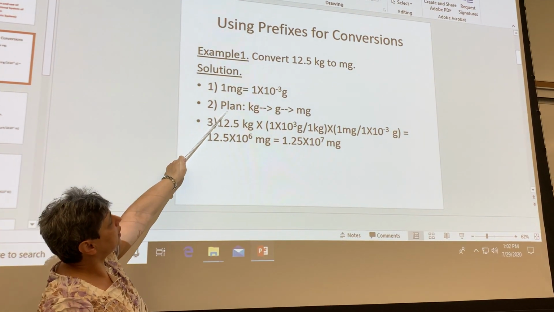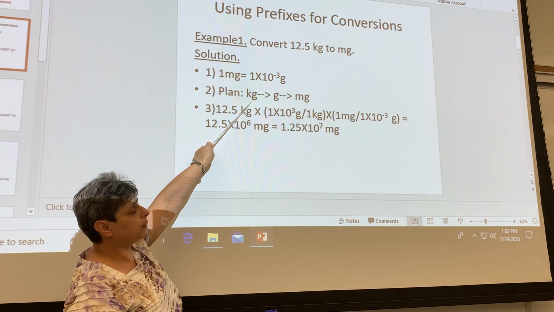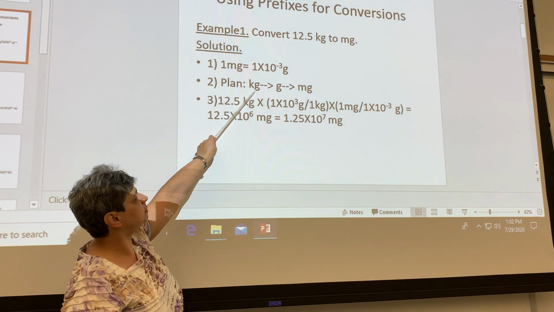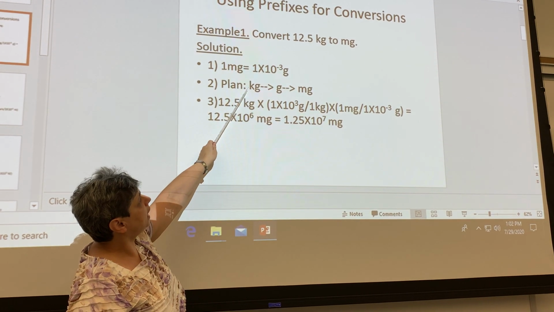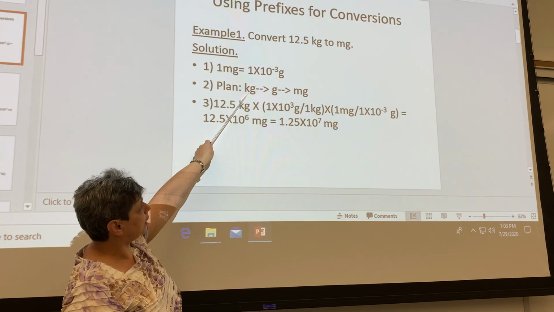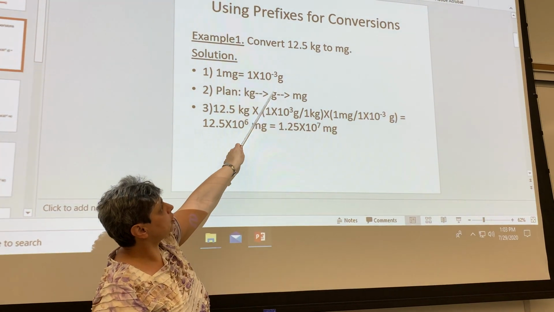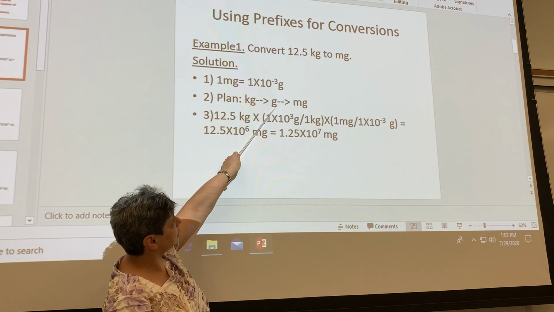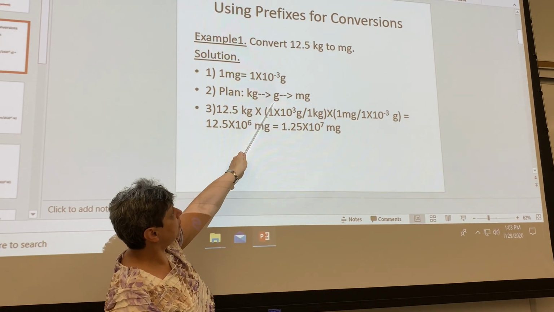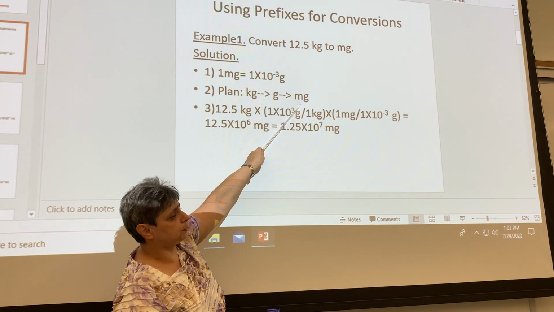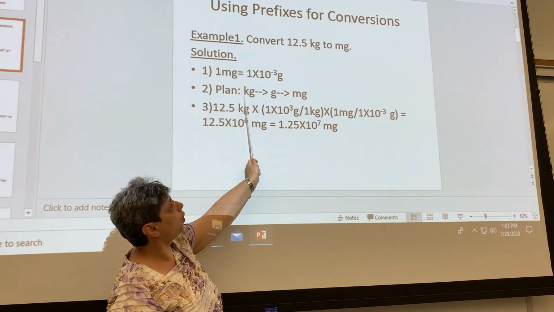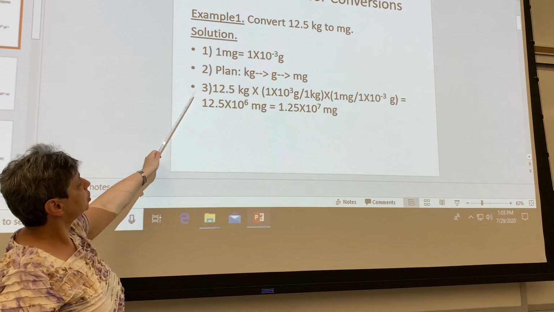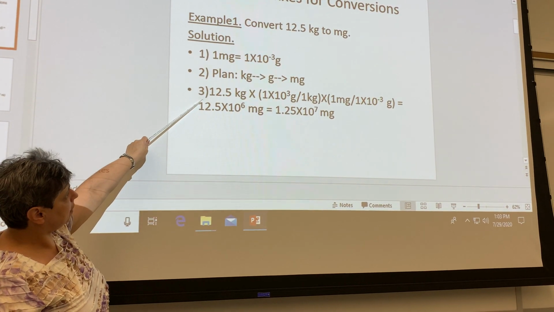And the plan here, like shown in example 1 in your lab manual, I think it's page 54, is always to start with the first prefix given, convert to the main unit, which in this case would be gram, so there's no prefix here because it's the main unit, and then from the main unit go to the second prefix. And this will always be the theme, and you would always be expected to do it like this. So here is my setup.